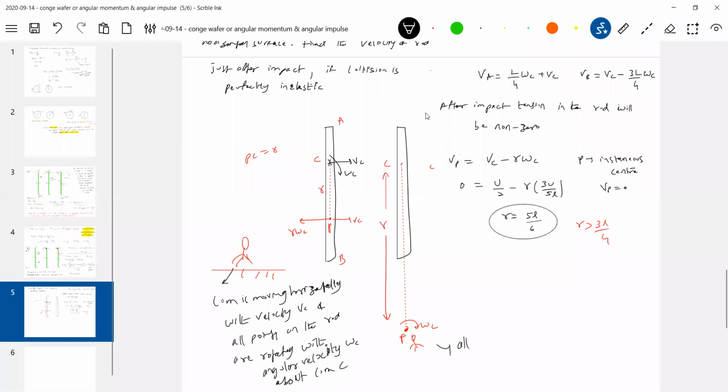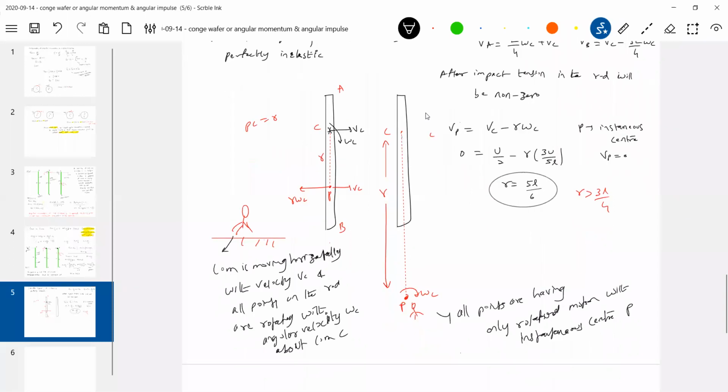What is this comment? This comment will be that all points are having only rotational motion about the instantaneous center P, with angular velocity omega about P.